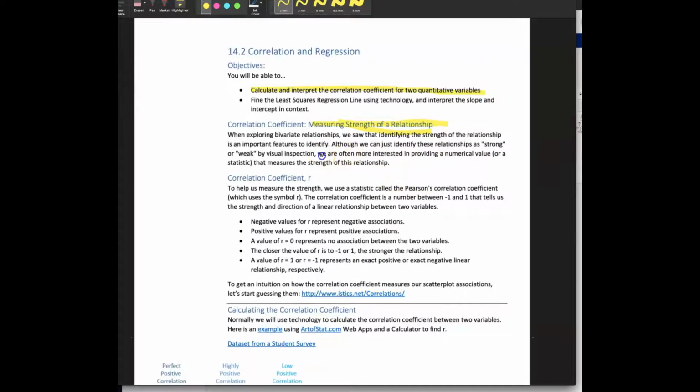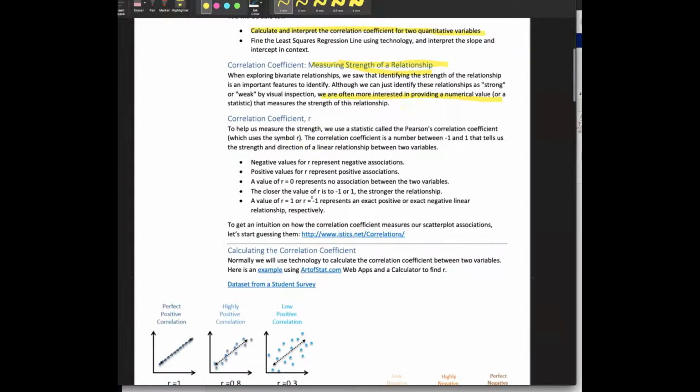What we're interested in is providing a numerical value, a number that tells you how strong the relationship is. That number is called the correlation coefficient, or just the R value. That's the way we would get it, the value of R. There's a statistical formula that's used. We don't do it by hand. We use ArtStat to calculate the correlation coefficient.